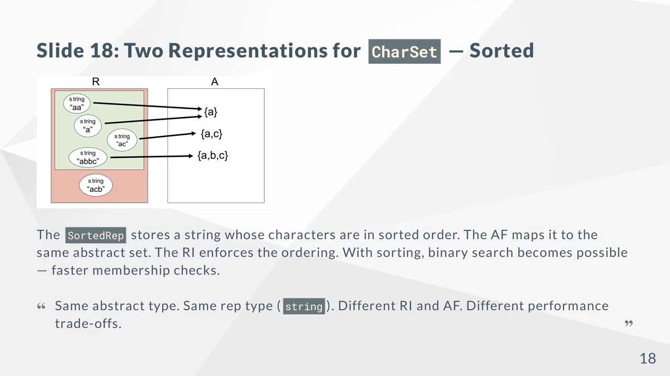Here is an alternative representation, sorted. The sorted rep stores a string whose characters are in sorted order. The AF still maps it to the same abstract set. But now the RI enforces sorting rather than just uniqueness. With the characters sorted, binary search becomes possible. Membership checks drop from O of n to O of log n. Notice, same abstract type, same rep type, but a different RI and AF, and completely different performance characteristics. This is the power of representation independence. Clients see only the interface, and you can swap implementations freely.